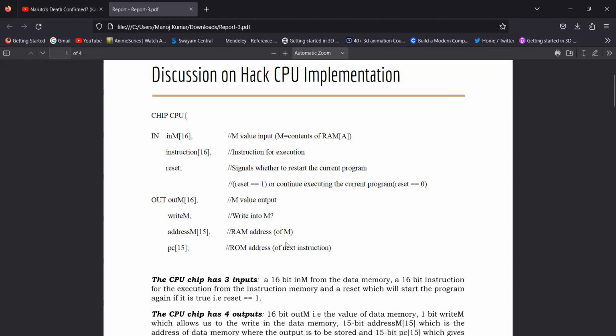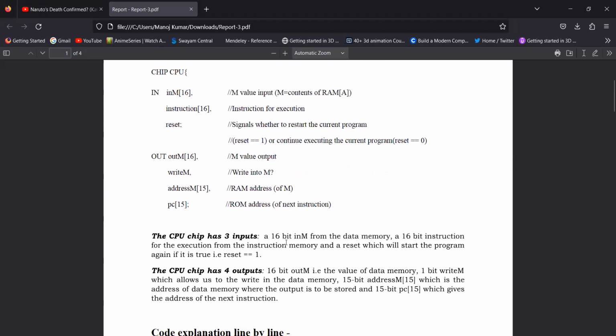So let us talk about the input and the output of the CPU chip. This CPU chip has three inputs: a 16-bit inM, which is from the data memory; a 16-bit instruction, which is the instruction to be performed during the whole program, stored in the instruction memory; and a reset, which will decide whether to restart the program or not.